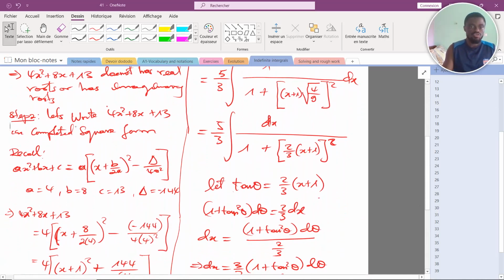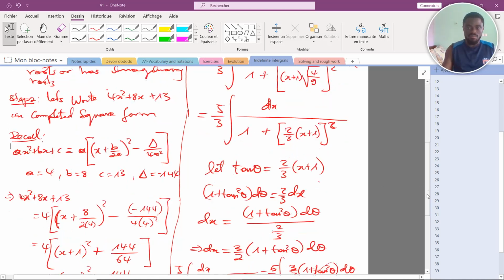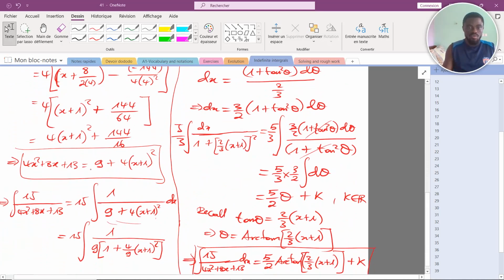The next step was to write this quadratic expression in a completed square form. So this is the completed square formula. I recalled using this formula that permitted me to easily write this expression in a completed square form. So this is the completed square form we have. After obtaining the completed square form, the integral of this will be equal to 15 times the integral of what? I replaced this by the completed square form.